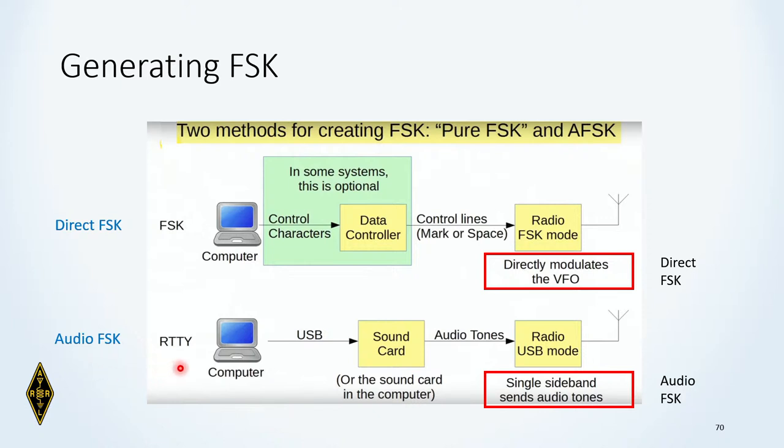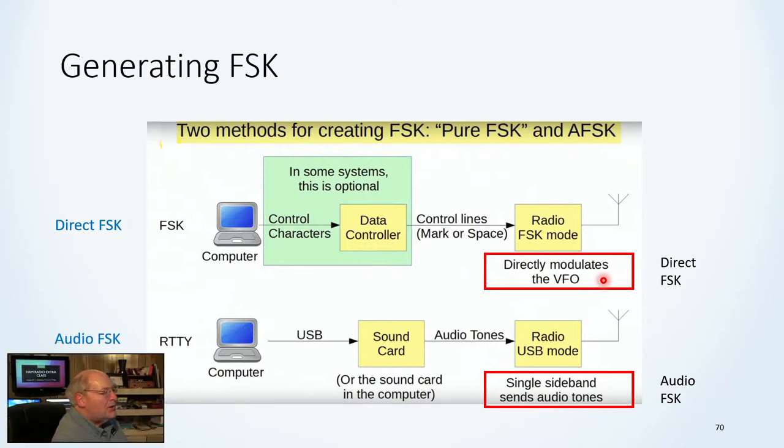And then we've got audio FSK. We can achieve the same result by creating audio tones that are 170 hertz apart, transmitting them on upper sideband using a sound card, sending those audio tones to the radio, and then transmitting it out on the air. So audio FSK is single sideband sending audio tones. Direct FSK is directly modulating the VFO. And the controversy in ham circles, some purists, as Kastler calls them, say that this is much better. The truth of the matter, though, is if audio FSK is done correctly, then you can't tell the difference on the receive side. All modern radios have the ability to handle direct FSK, but if you've got a so-called boat anchor radio, something from the 80s or 90s, audio FSK will work just fine if it's set up correctly. So those are the two ways that it can be done.